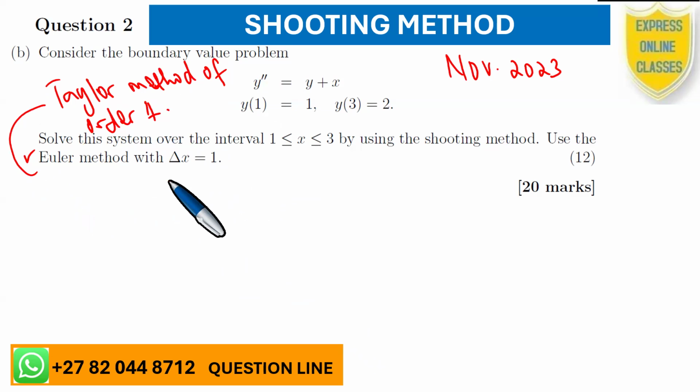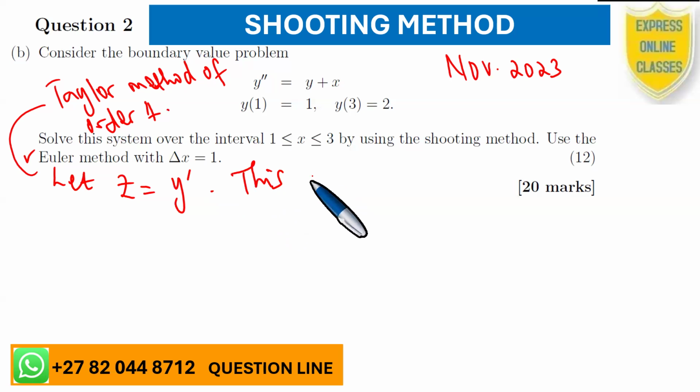Right, without any delay, we start by looking at what we need to do here. We convert the fact that this one is second order, we must make it first order. And so to make it first order, we simply let Z be equal to Y prime. Why do we let Z be Y prime? We let Z be Y prime because we want to convert the second order equation to a first order equation. This yields the fact that Y prime is Z.